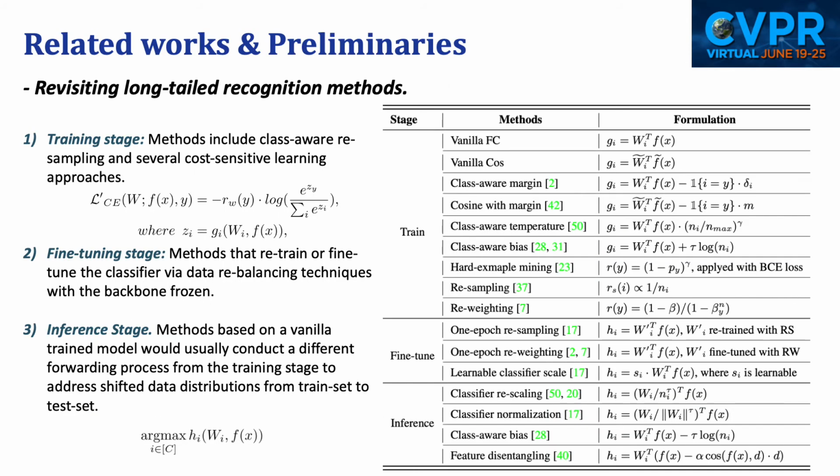Hence, we seek help from the long-tailed recognition methods. Here we summarize some typical methods and categorize them into 3 phases based on different applying stages, namely training stage, fine-tuning stage, and inference stage. As shown in the table, we reformulate them in a way that can be naturally combined with the adversarial training framework.